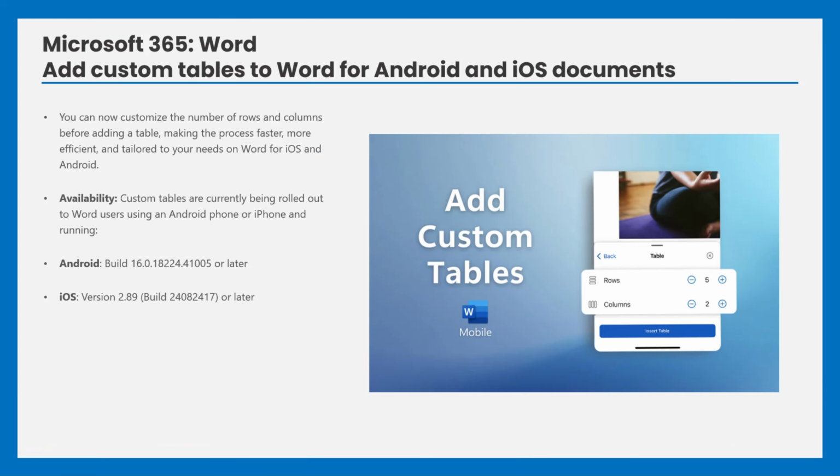Add custom tables to Word for Android and iOS documents. You can now customize the number of rows and columns before adding a table, making the process faster, more efficient, and tailored to your needs on Word for iOS and Android.